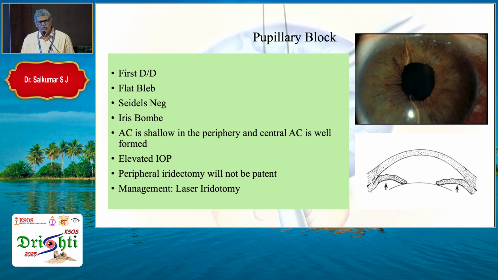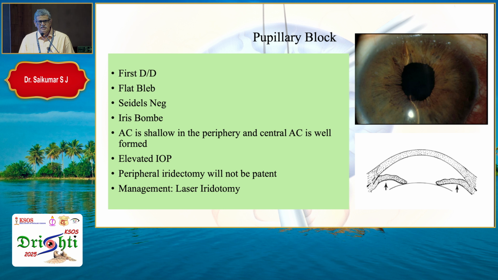Pupillary block is usually the first differential when you have a flat bleb with a raised IOP. The Seidel's is negative. There is a bit of iris bombé. The peripheral iris is coming towards the cornea. The AC is shallow peripherally, but centrally the AC is well formed. The PI may be patent, may not be patent. Even if you think it is patent, some of the iris pillars can block and cause a pupillary block. It is simply treated with a laser iridotomy.